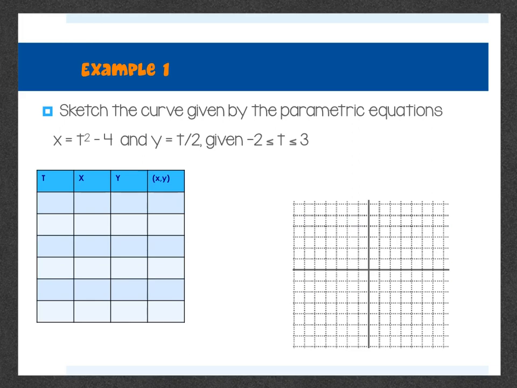So this one I already give you the t-chart, okay? Sometimes I give you the t-chart, sometimes it's going to give you the range and you've got to figure out the t-chart. But we'll start kind of easy. It says sketch the curve given by the parametric equations x equals t squared minus 4 and y equals t over 2, given that negative 2 is less than or equal to t, which is less than or equal to 3. So this means that my range for t is starting at negative 2 and going up to 3.